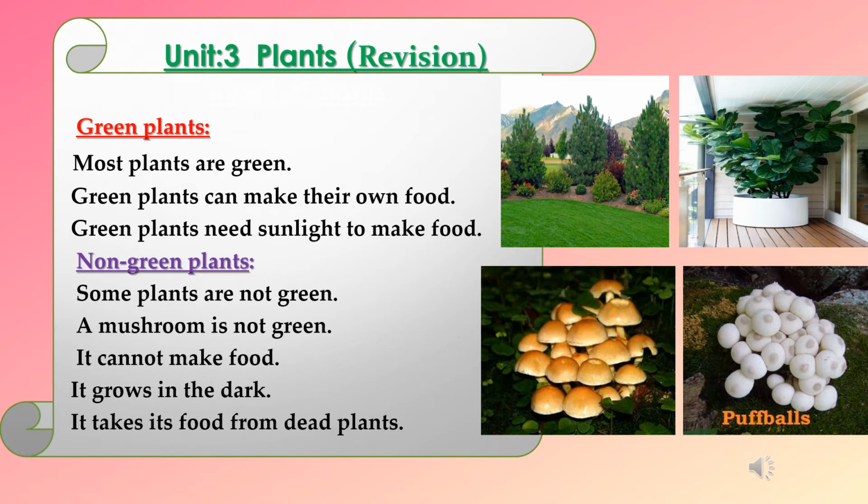First of all, we will talk about green plants. Most of the plants we can see around us are green in color. Green plants can make their own food with the help of sunlight. Now let's talk about non-green plants. Some plants are not green in color. Like you can see in this picture, mushrooms and puffballs. These are not green in color, so they cannot make their own food. They get their food from the dead plants. Okay, dear students?